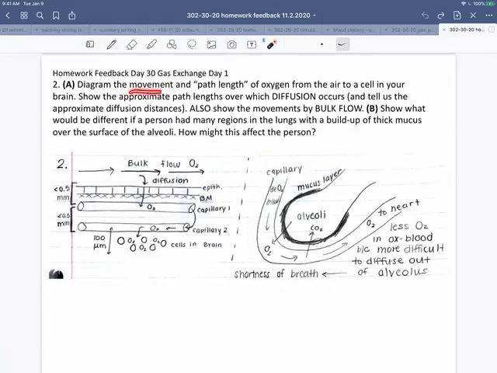So I wanted you to think about the movement and path length of oxygen from the air to a cell in the brain. You want to separate out the distances over which diffusion occurs and the approximate diffusion distances versus bulk flow. Bulk flow doesn't depend upon diffusion. And so that's the only reason we can be as big as we are, because we can use bulk flow to push oxygen around to different parts of the body.